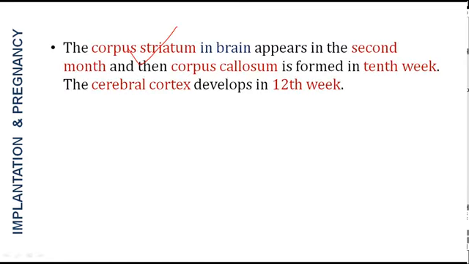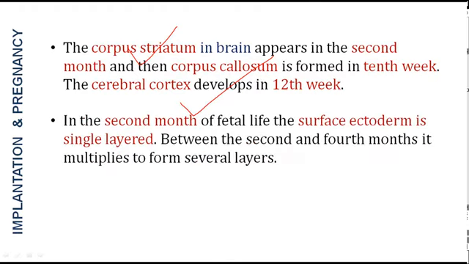Corpus striatum and corpus callosum are parts of the brain, the tissues of the brain. These are formed in the 10th week and the cerebral cortex develops in the 12th week. So by 3 months the brain is well formed. In the second month of fetal life, the surface ectoderm is single layered. Between the second and fourth month, it multiplies to form several layers.